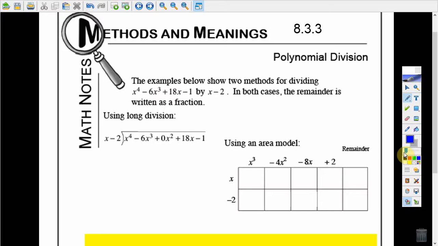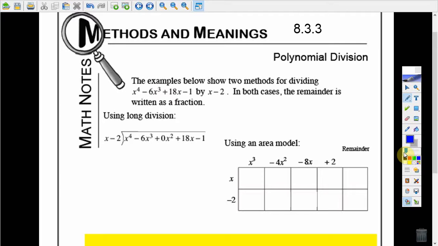Alright guys, we're back. We're looking at polynomial division today. This is section 8.3.3. This is probably going to be on the longer side because we're going to work through a bunch of examples, since this is something that can be a little tricky and that is probably something you're going to need to practice.